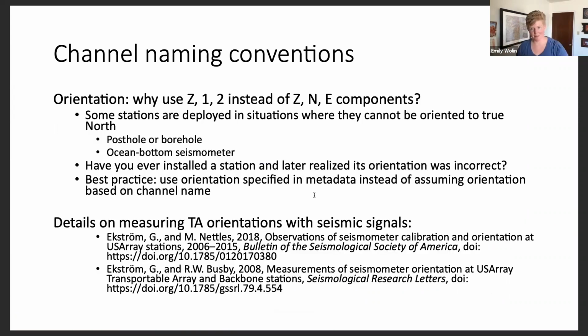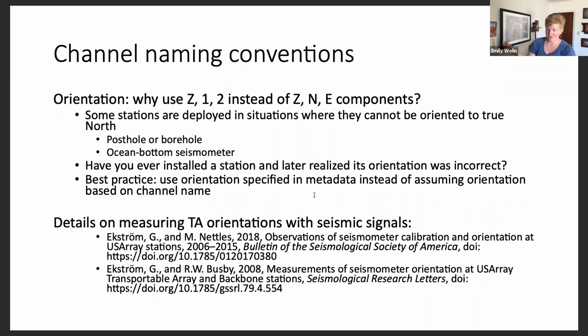Okay, so to get back and answer that channel naming conventions question: why would you possibly want to use Z, 1, and 2 instead of, well, let's just put my seismometer down and we'll align it to north and we'll call it north, right? Surely that's the most simple way of doing this. Well, there's a couple different reasons that might not be suitable.